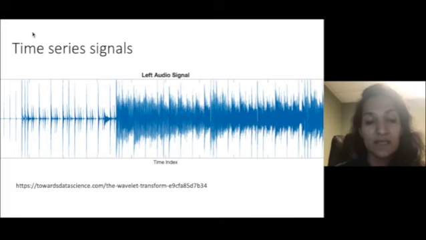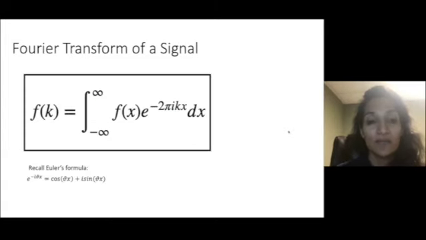In signal processing, it is very common to look at signals that vary in space, time, or other regular substrate. Here you basically have an ordered time index in this audio signal and the amplitude of the audio signal at each one of these time indices. This kind of a signal can be Fourier transformed as follows.